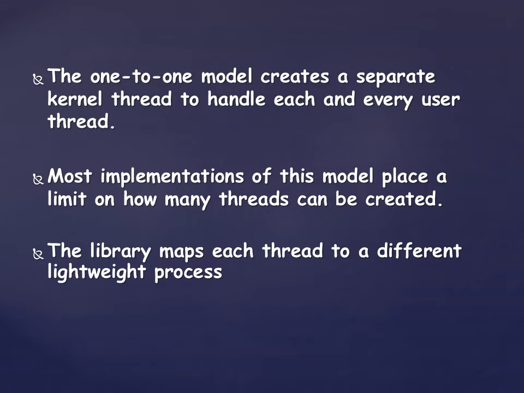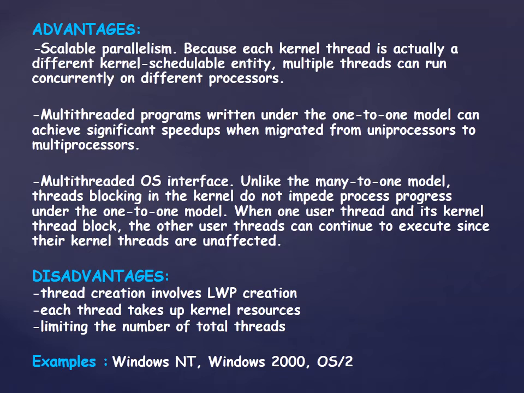The one-to-one model is among the earliest implementations of true multithreading. The one-to-one model creates a separate kernel thread to handle each and every user thread. Most implementations of this model place a limit on how many threads can be created. The library maps each thread to a different lightweight process. Advantages of the one-to-one model are scalable parallelism. It is because each kernel thread is actually a different kernel schedulable entity. Multiple threads can run concurrently on different processors.